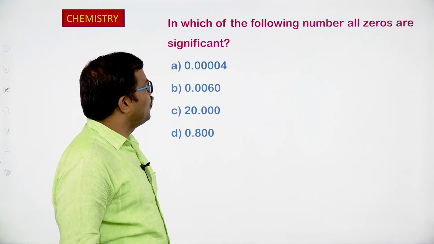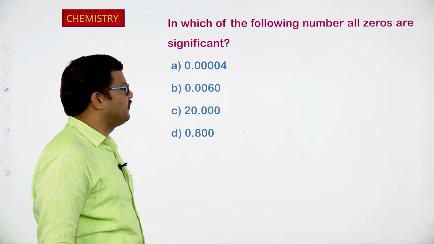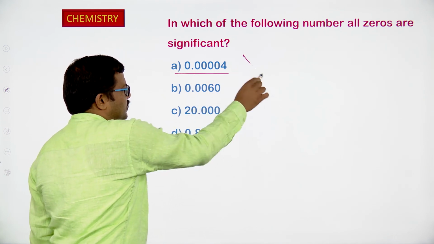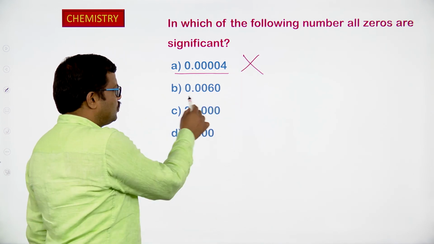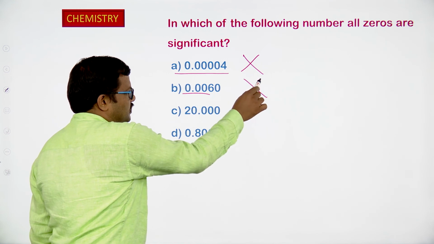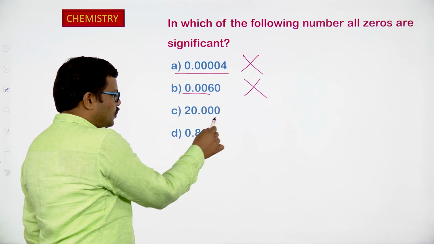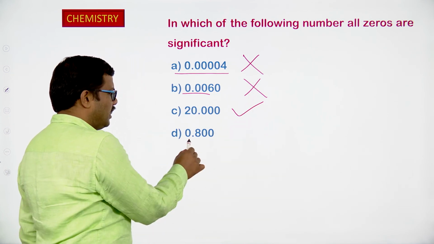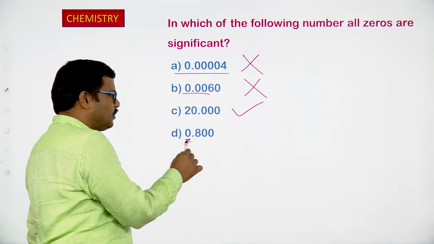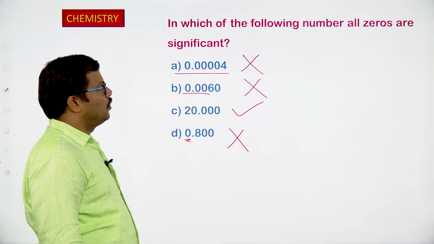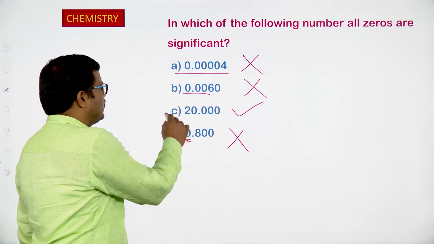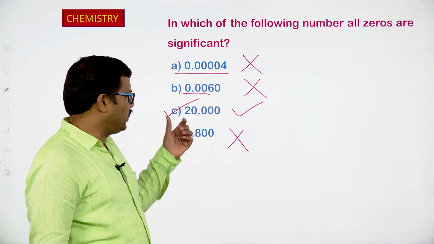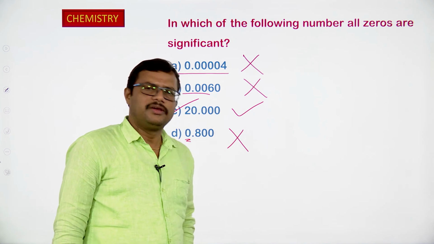In which of the following numbers are all the zeros significant? Here, the zeros are present before the first non-zero digit, so these are not considered. And here also the zeros are present before the first non-zero digit, so they are not considered. Here the zeros are present after the first non-zero digit, so the zeros are considered. And here also the zero present before the non-zero digit cannot be considered. So which number has all zeros significant? The third option, 20.000, has all the zeros as significant figures.